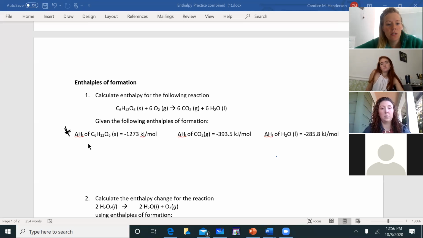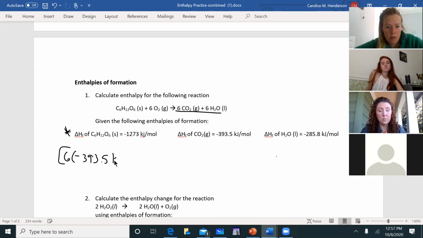So for this one here, we always start with our products. So I've got CO2 and I have 6 of them. So I'm going to put a 6 on the outside, and then my CO2 formation is negative 393.5 kilojoules. Okay, we don't have to include the mole because we're assuming that it's kilojoules per mole. We're using 6 moles of it. So that's coming from here.